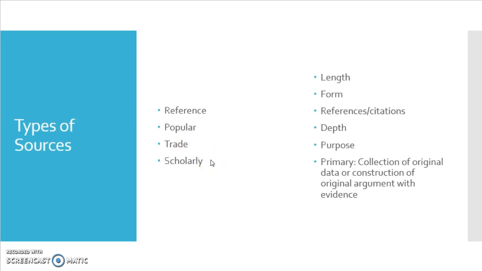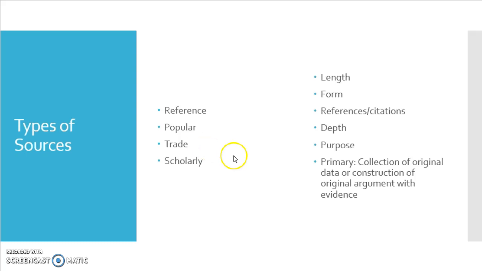But this is a little bit more important because if you're using the library databases, even if you click on the little box that says limit your search to just scholarly sources, trade sources oftentimes will come up. So you can't only rely on that to determine whether a source will work for you or not. The biggest difference is that trade sources are primarily written for practitioners, people working in a field, whereas scholarly sources are written for other scholars, other researchers in that area.